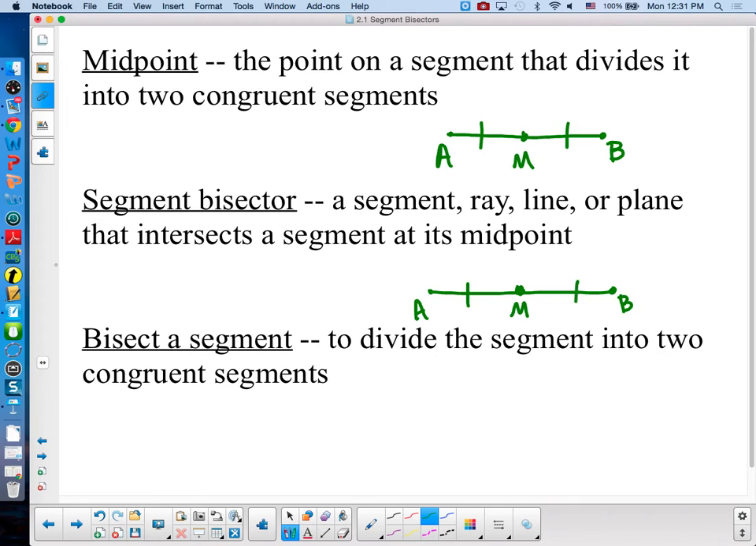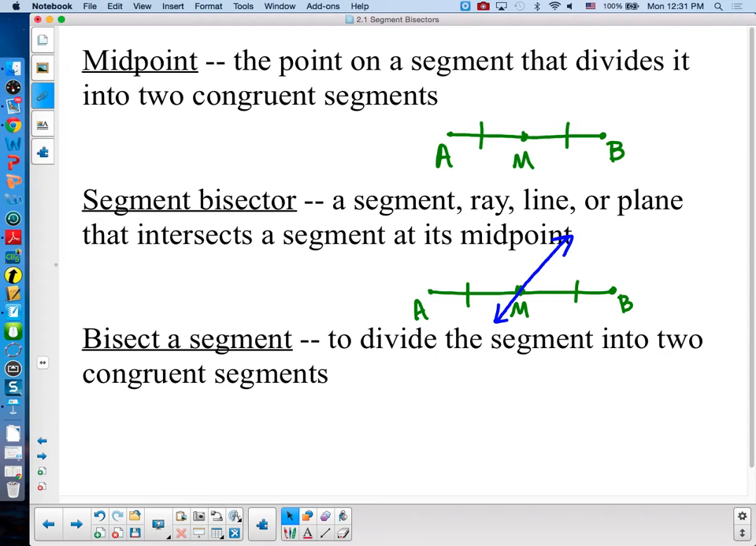Those two are the same. Now draw a segment, a ray, a line, or a plane through that. A plane's kind of hard to do, so I'll just do a line. It doesn't really matter what the slant of that line is. That blue line is bisecting the segment. So the blue line is a segment bisector. It's cutting the segment in half. How do we know it's cutting it in half? It's going through the midpoint. I've got the tick marks to indicate.